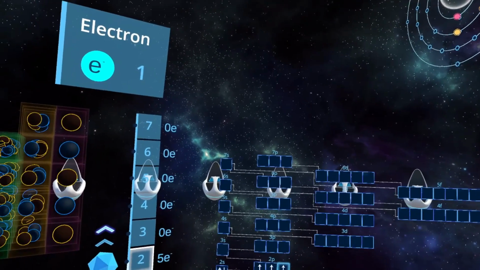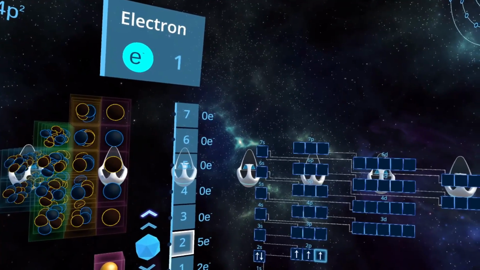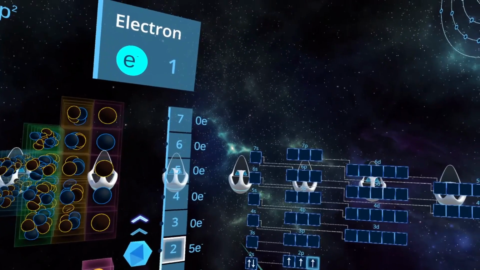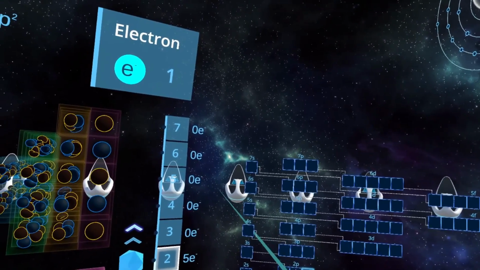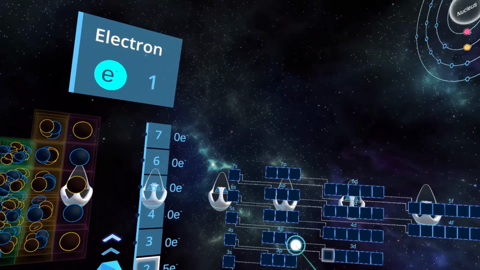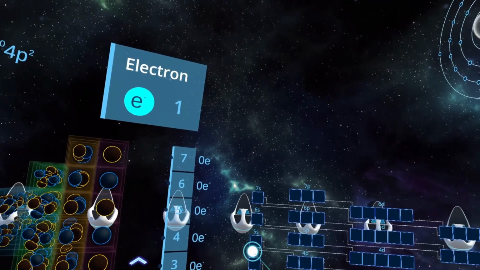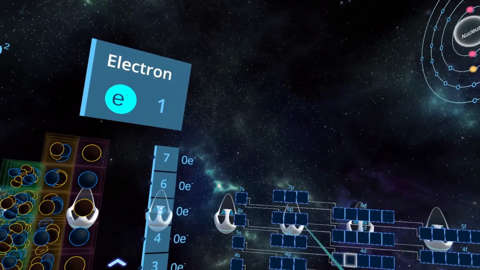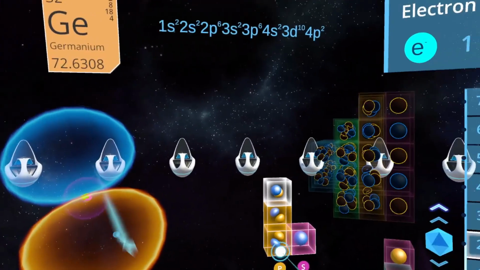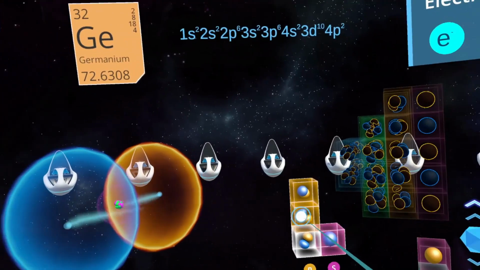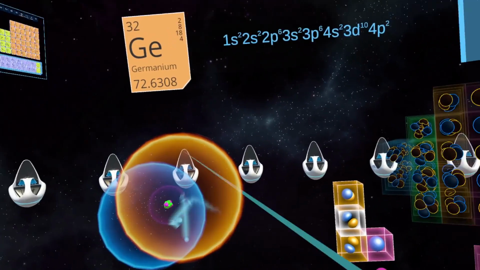In general, the energy order of the orbitals is 1s, 2s, 2p, 3s, 3p, 4s, 3d, 4p, 5s, 4d, 5p, and so on. You can watch as I fill the orbitals for germanium using these rules, being sure to fill 4s before 3d.